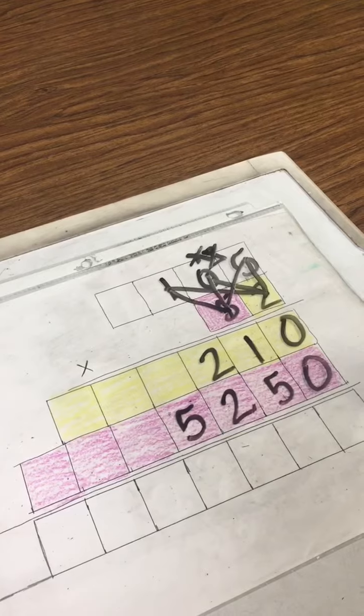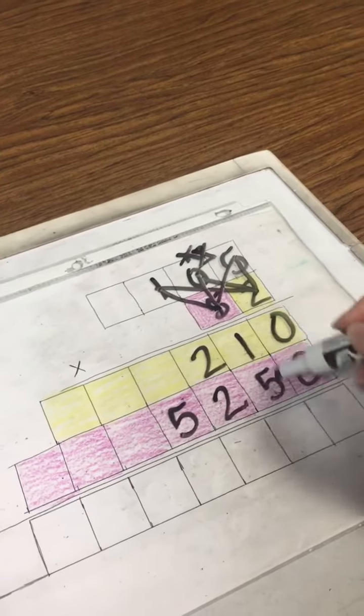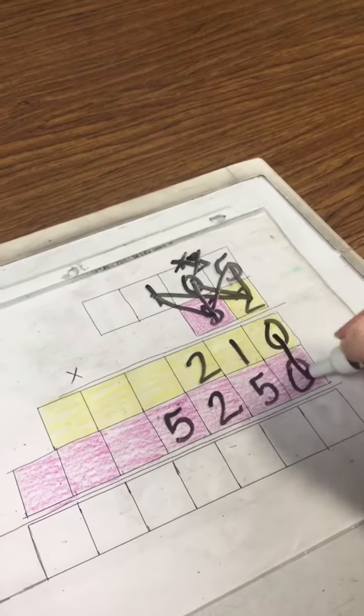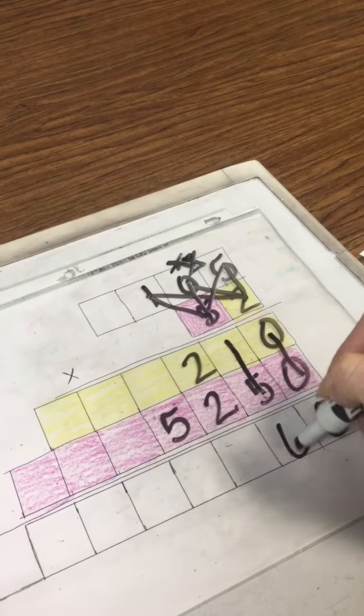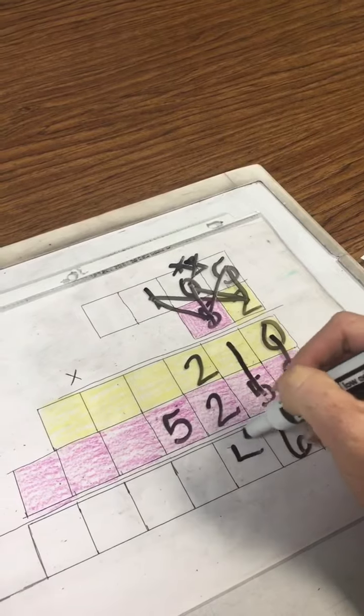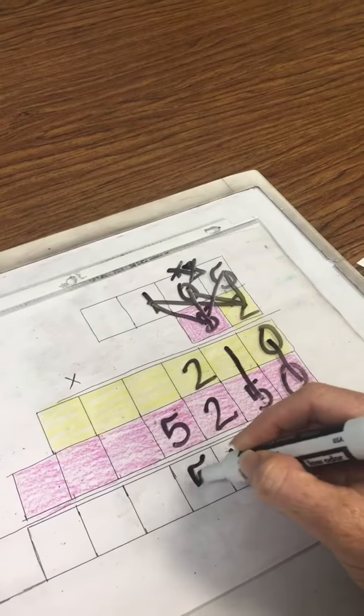Once we get finished multiplying both place values, we've got to add these two together. So 0 plus 0 is 0. 1 plus 5 is 6. 2 plus 2 is 4. And 5 plus nothing is 5.